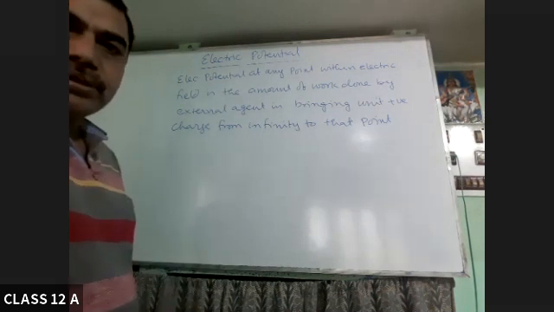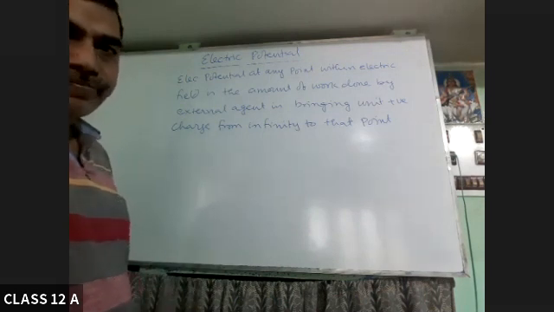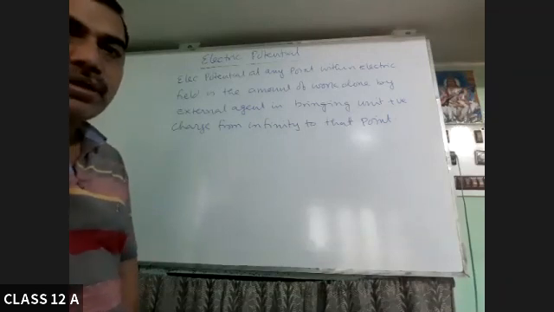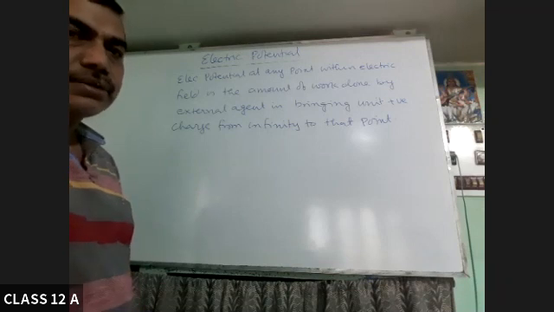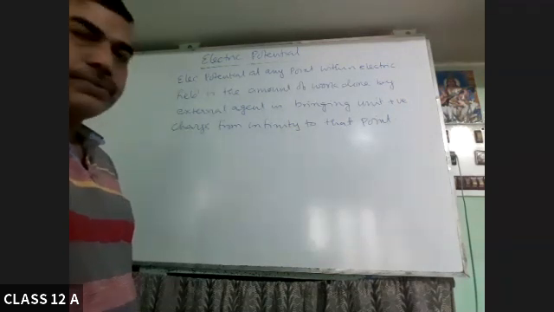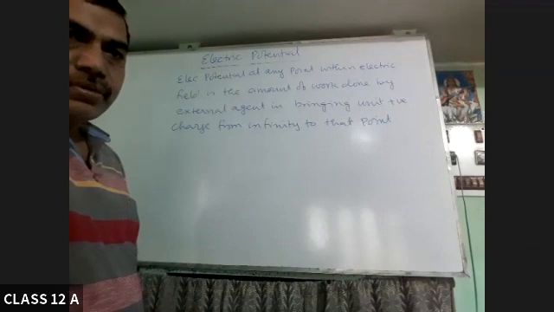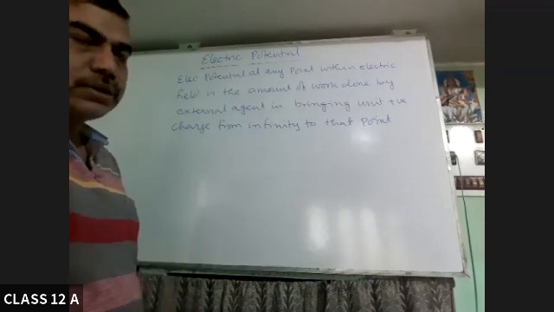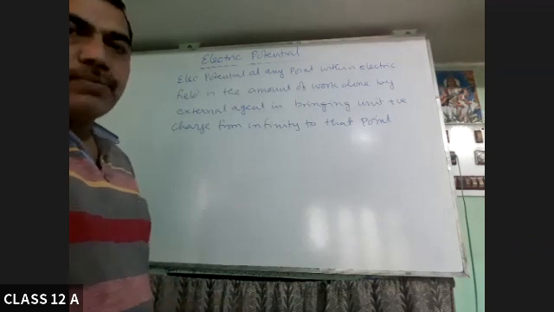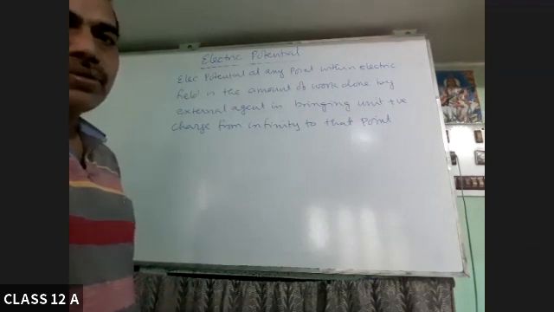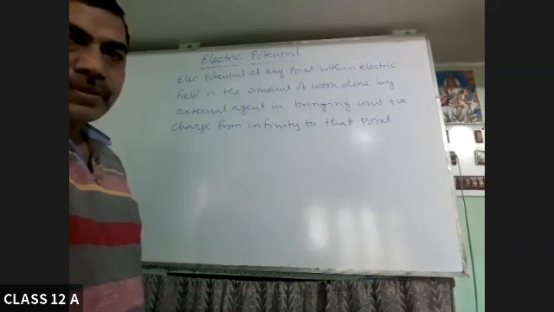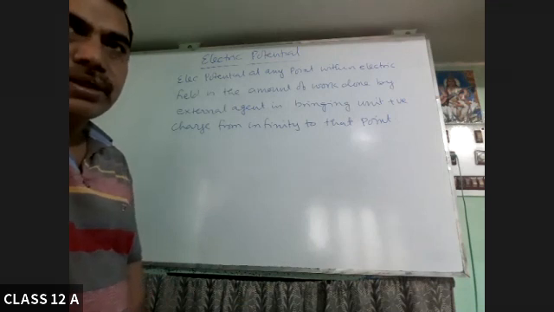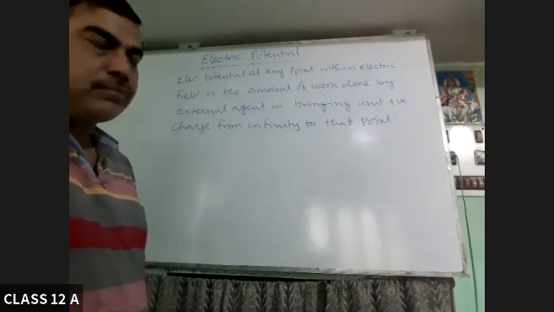The concept of electric potential we have discussed in class 10 also. That is, we say electric potential is the electrical condition that determines the direction of flow of charge. Positive charge always flows from higher potential to lower potential, whereas negative charge flows from lower potential to higher potential. And the potential of Earth we are taking as reference, and that is the zero potential.